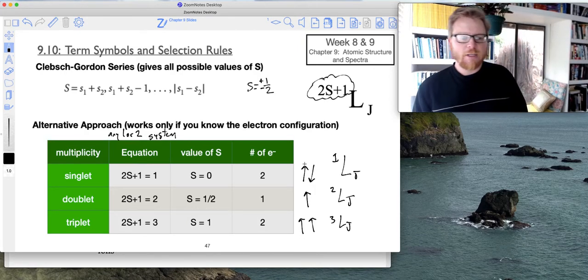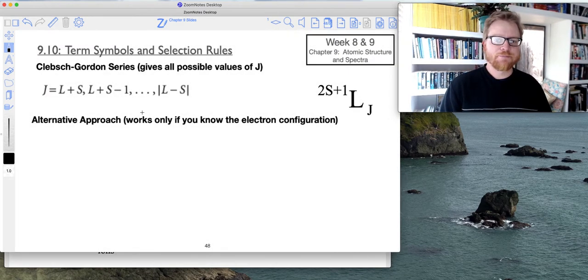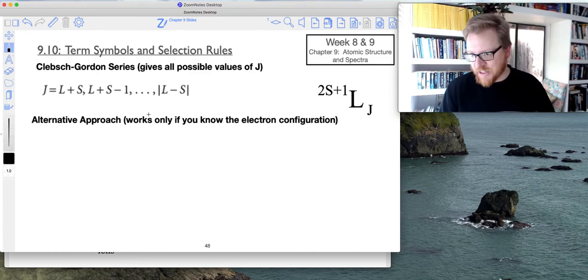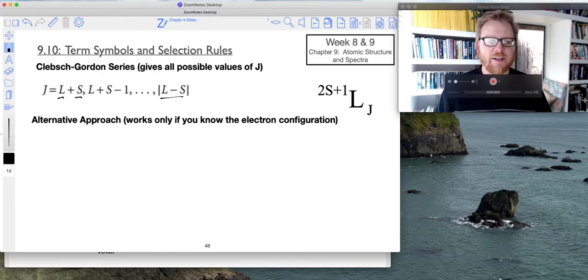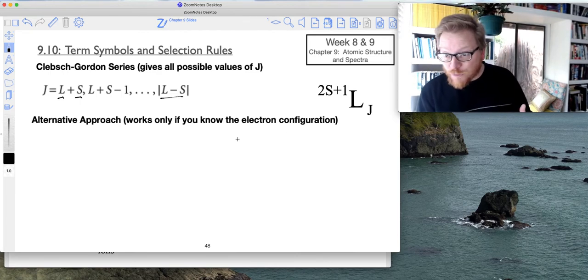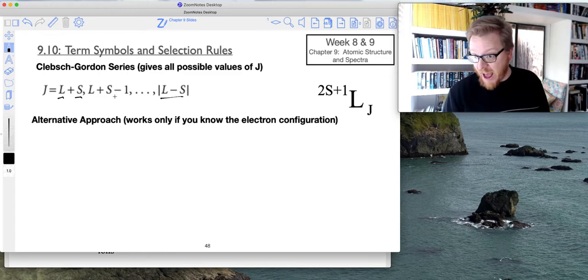Okay? So now finally, what about the J value? Well, J also has a Clebsch-Gordan series, which is given by all values capital L plus capital S all the way down to L minus S. And so that means if you have a situation where you have like D, P, and S as possibilities, you get an awful lot of possibilities for the J value, okay?